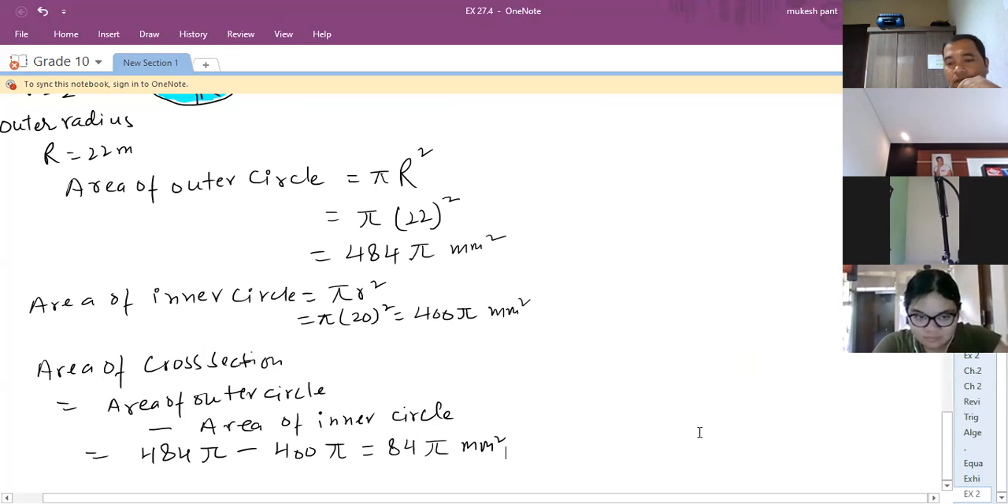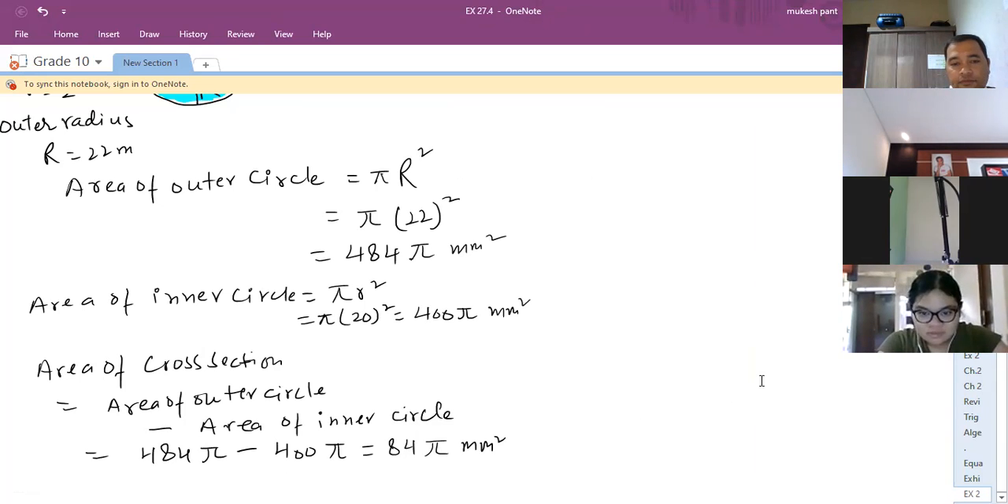Now clearly visible? Yes. Note down quickly and then look at question number 5.